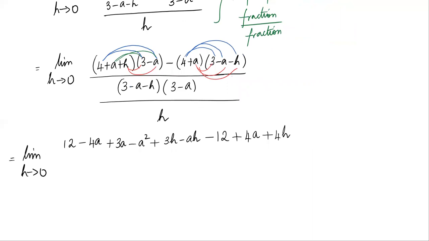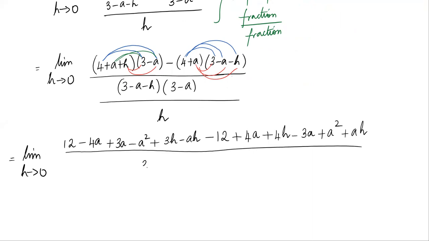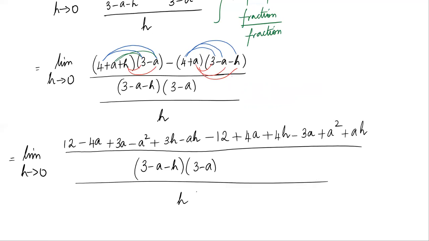Then I have 3a, so that makes it negative 3a. Negative a squared will be a positive a squared. Negative ah will be positive ah. All right, I got all of those. Again, don't worry about distributing the denominator here. Not yet. All over h.